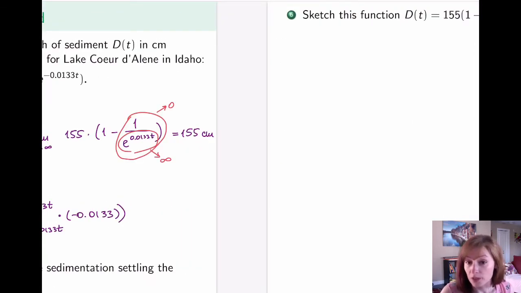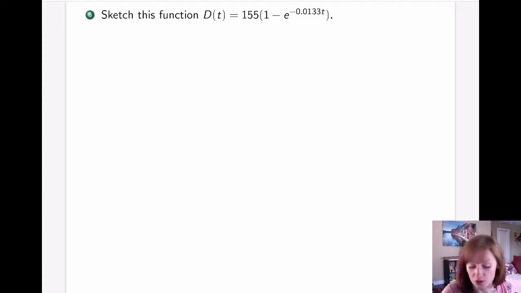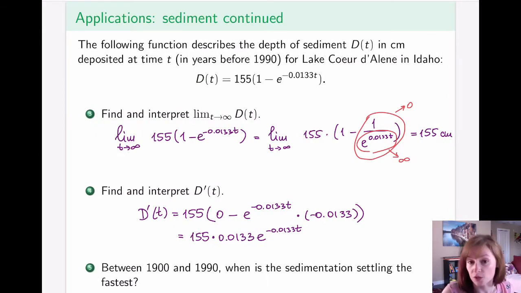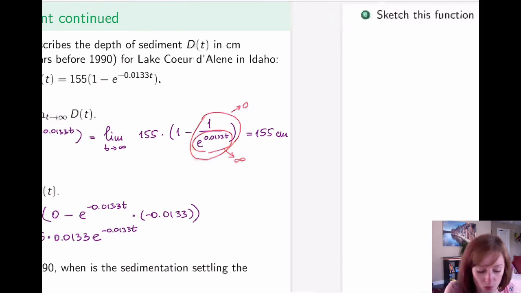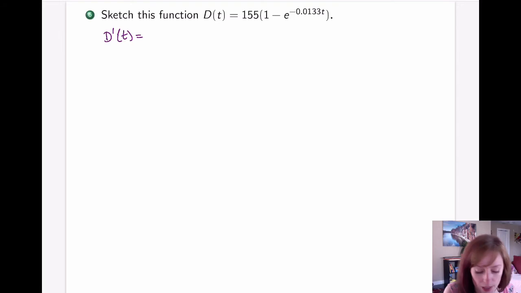For a final part here, we're asked to sketch the entire function. We already have the first derivative, so we're going to run the first derivative analysis, take the second derivative, run the second derivative analysis, think about the asymptotes and the other intercepts. Okay, so as the first derivative from the last page, we have 155 times 0.0133 e to the negative of the same power. I'm actually going to leave it like this. I'm not going to compute it as a separate number.